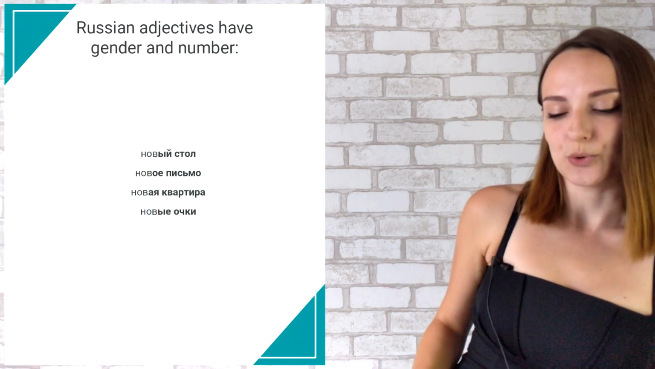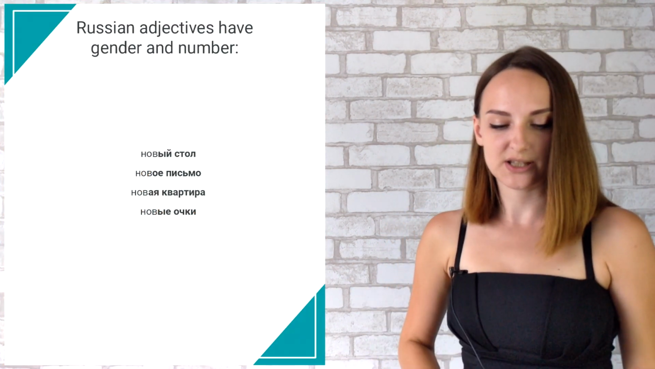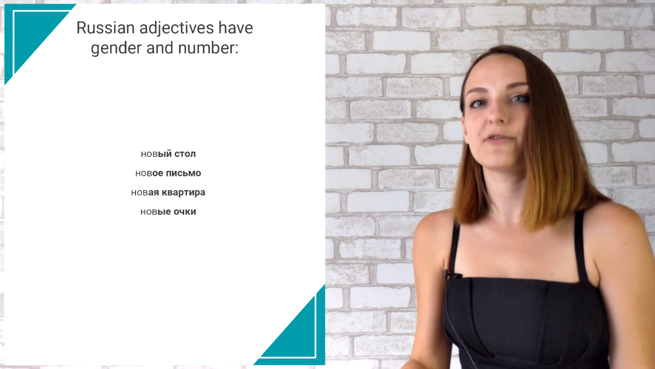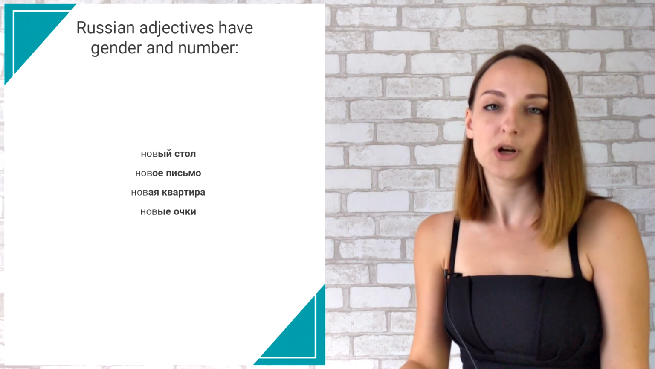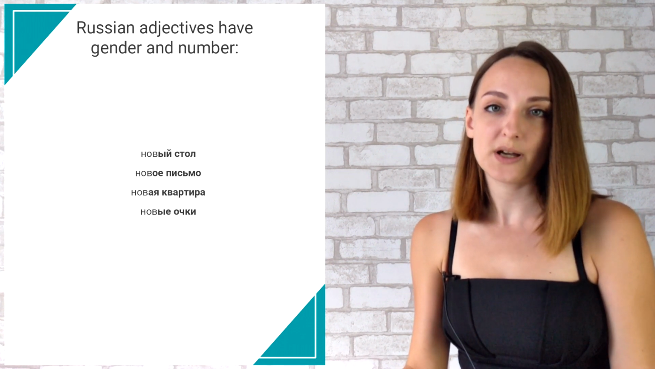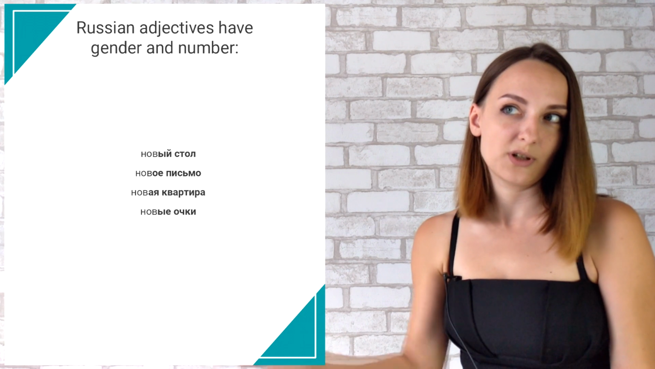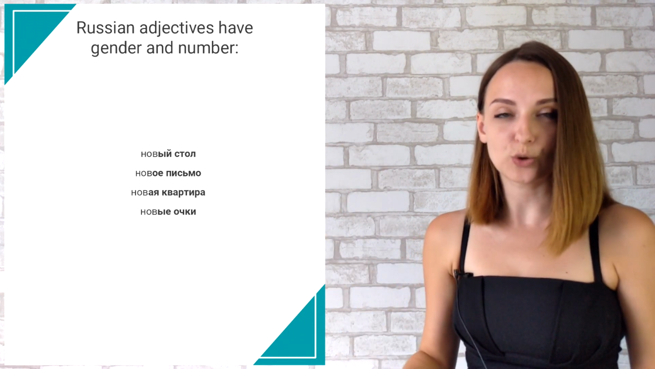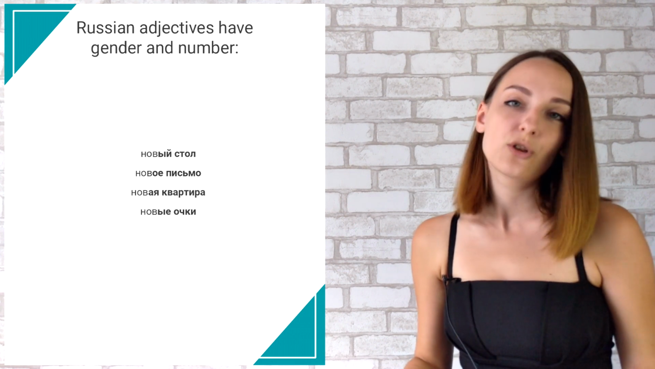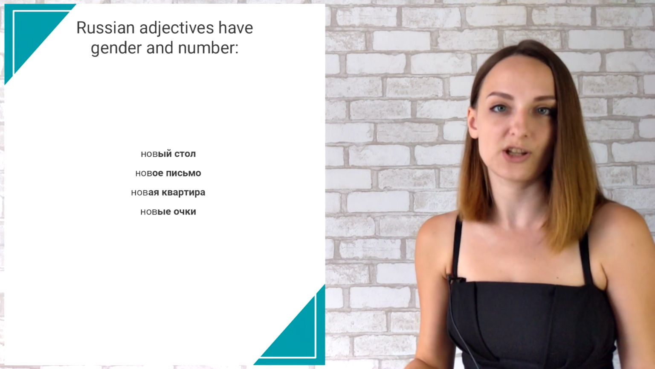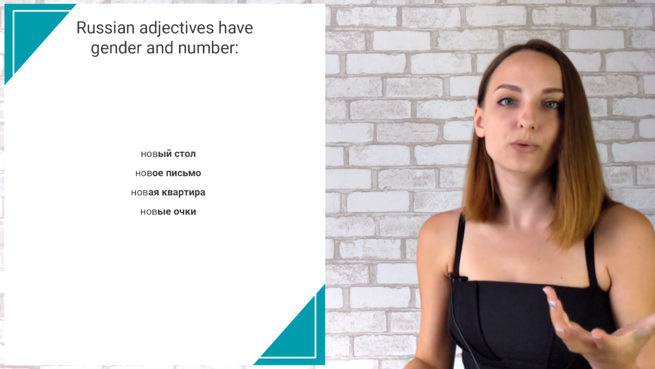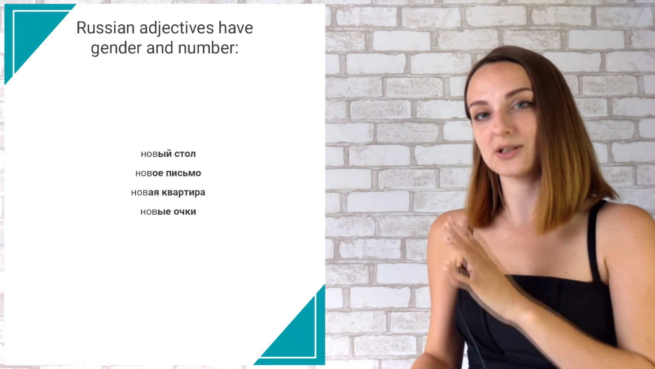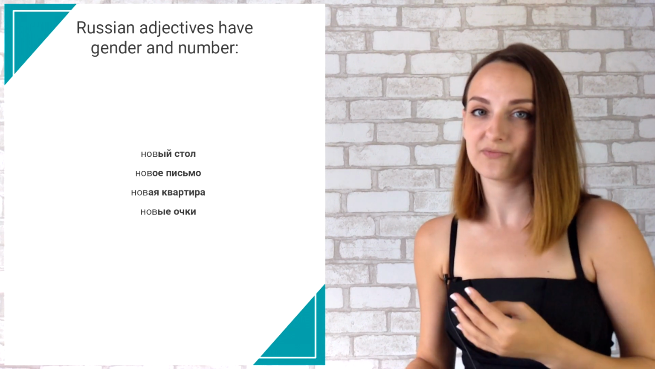Okay? So, here you can see that Russian adjectives at first have gender and have number. Probably you know it already, but maybe you don't. So, even if you do, let's repeat. Новый стол, новое письмо, новая квартира, новые очки. The word new has 4 different forms. All of this is used in nominative case.